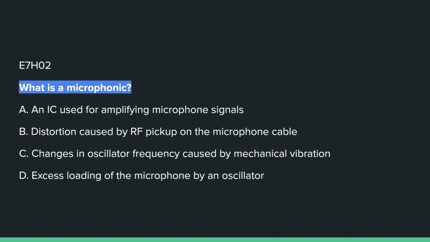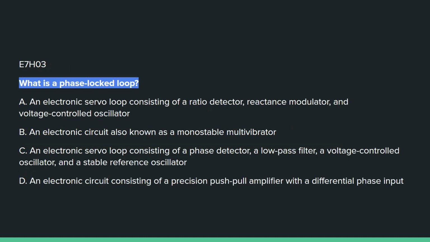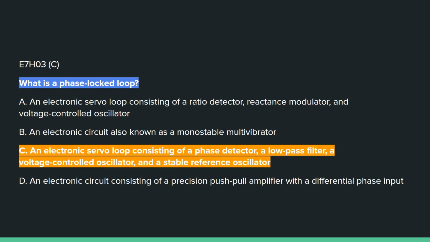E7H02, what is a microphonic? C, changes in oscillator frequency caused by mechanical vibration. E7H03, what is a phase-locked loop? C, an electronic servo loop consisting of a phase detector, a low-pass filter, a voltage-controlled oscillator, and a stable reference oscillator.